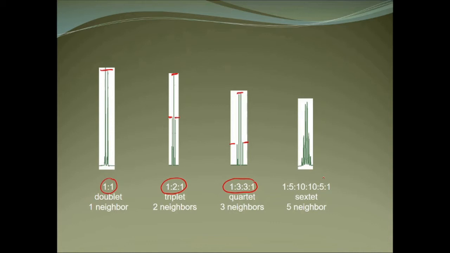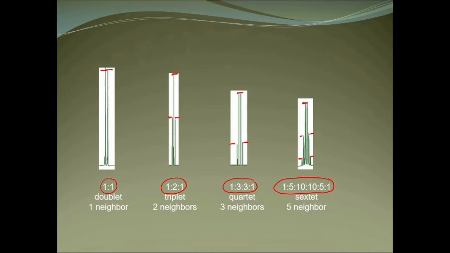And this is a sextet. And again, we have a very specific ratio, 1, 5, 10, 10, 5, 1, where the very outer peaks are 1/10 the size of the inner. And then we have 2 more middle peaks, roughly equal intensity, that are half the size of the inner ones, or 5 times the size of the outer ones.